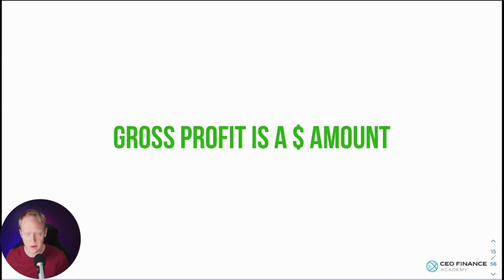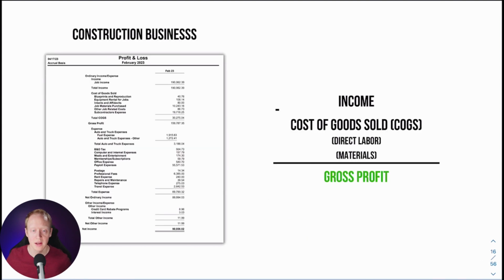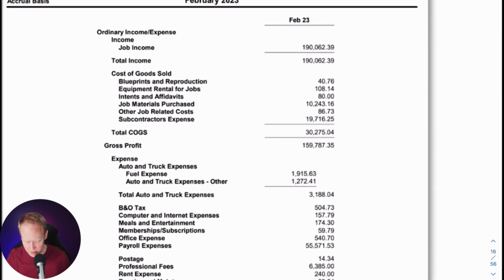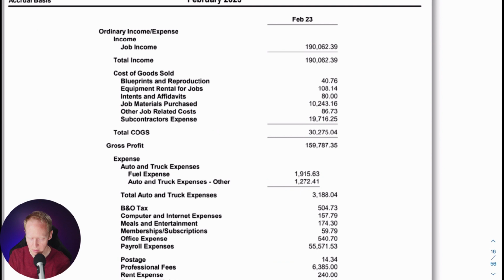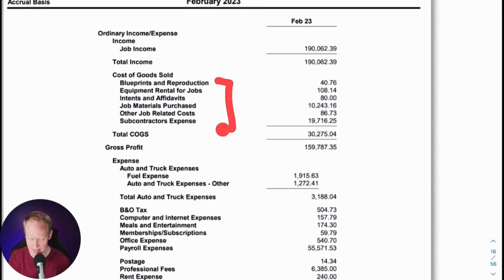Now, gross profit is a dollar amount. So it's $500, it's $1,000, it's $20,000. So let's look at what this actually looks like here on a P&L. If I pull up, this is for a construction-based business, we can see a couple things. Number one, their income here. And then this specific business has it broken out into a bunch of different categories.